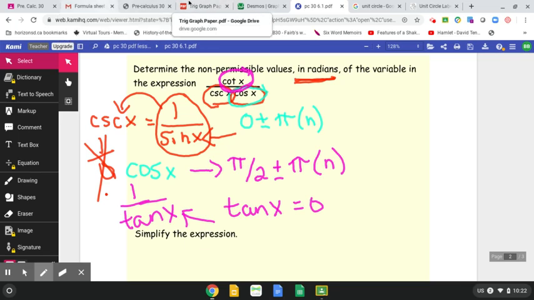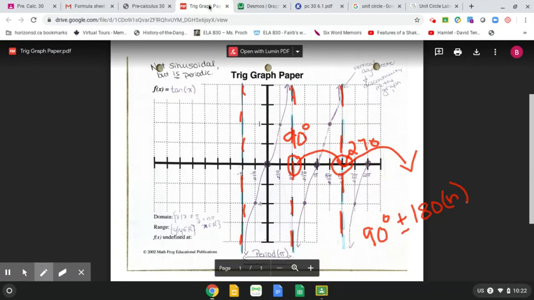So back to my graph paper that I had given you, we now need to look at when tan is 0. And this is different. So it's 0 there, it's 0 there, and it's 0 there, and that goes on forever. So it's 0 at 0.